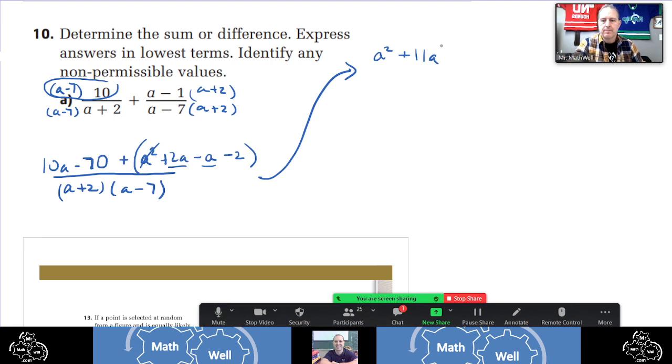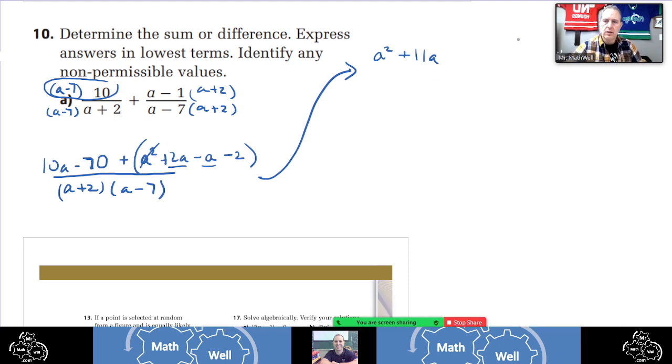So I also have negative 70 plus a minus 2. So it looks like negative 72. All right, so let's double check that. A squared, 10 plus 2 is 12, minus 1 is 11. Negative 70 minus 2.